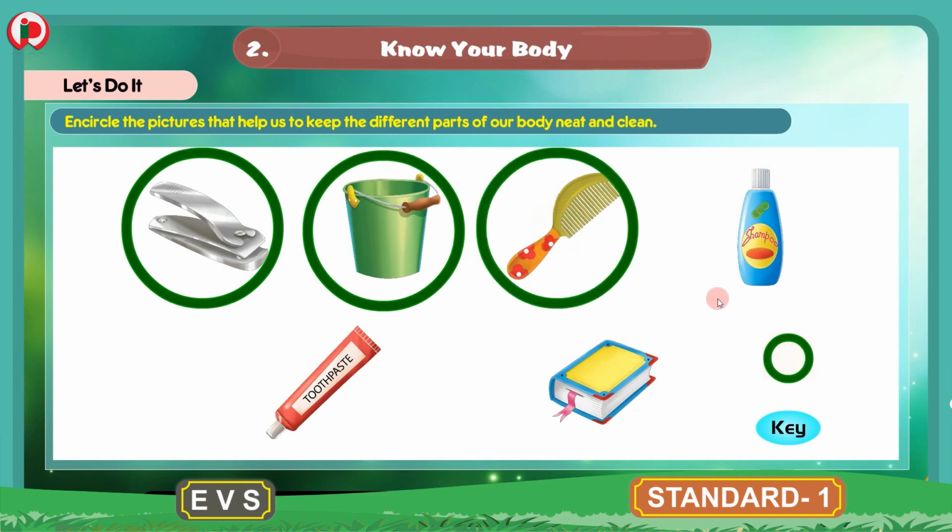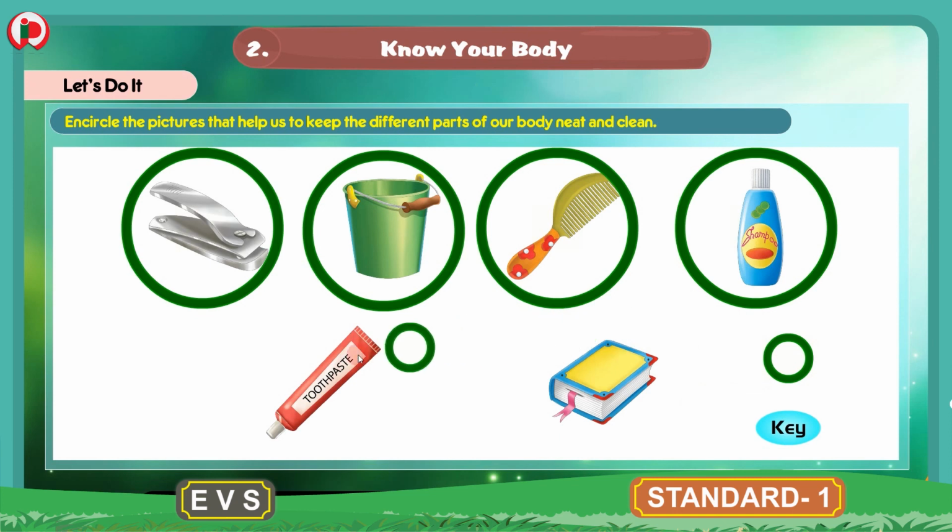This is shampoo. We wash our hair with the shampoo. So shampoo also helps our hair to keep neat and clean. So we will circle the shampoo bottle. Next is toothpaste. We brush our teeth with the brush and toothpaste. So toothpaste helps us to keep our teeth neat and clean. So we will circle the toothpaste.